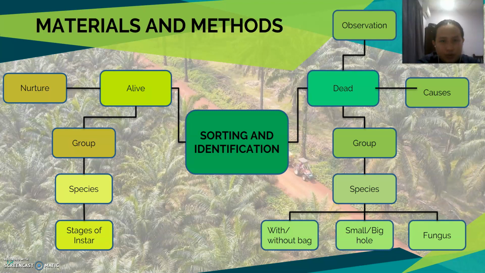The alive bagworm larvae are nurtured from metamorphosis stage to adult stages or until death. While for the dead bagworms, they will be sorted into different groups according to their species also, and sorted into those with or without bags, small or big holes, or infected with fungus. The dead bagworms are looked into about how they died or what caused them to die. The dead bagworm larvae will be kept to observe if there is any emergence of their parasitoids.